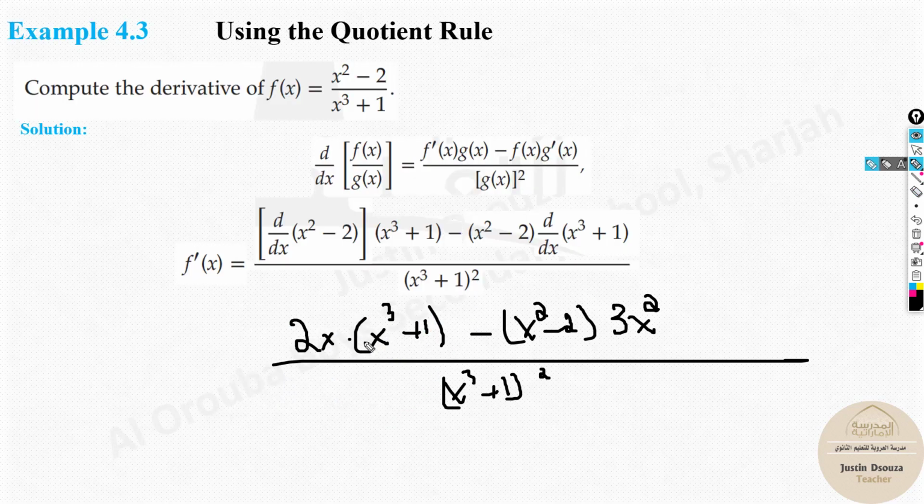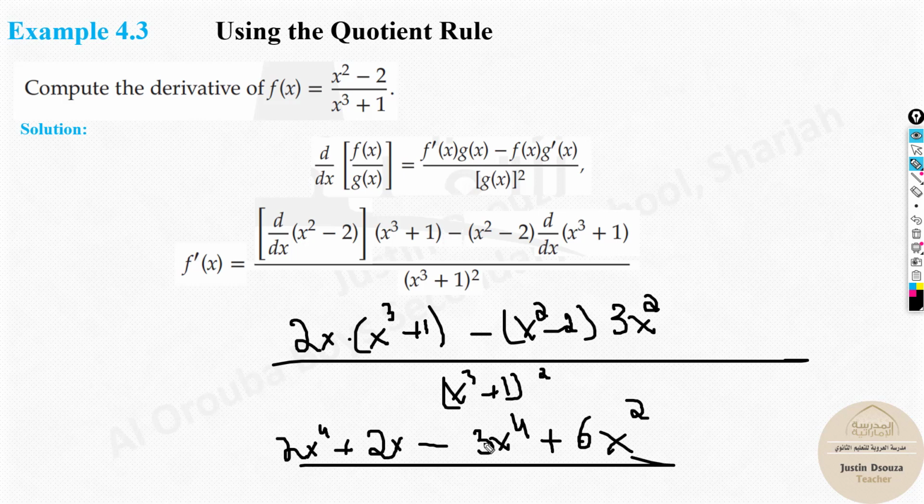The distributive property would mean it would be 2x to the power 4. X and x will be power 4 plus 2x minus, multiply this and this, it would be 3x to the power 4. Minus and minus will be plus. 3 times 2 is 6x squared divided by the denominator. Now this is the same thing. Can we simplify it further? Yes, we can simplify it further.